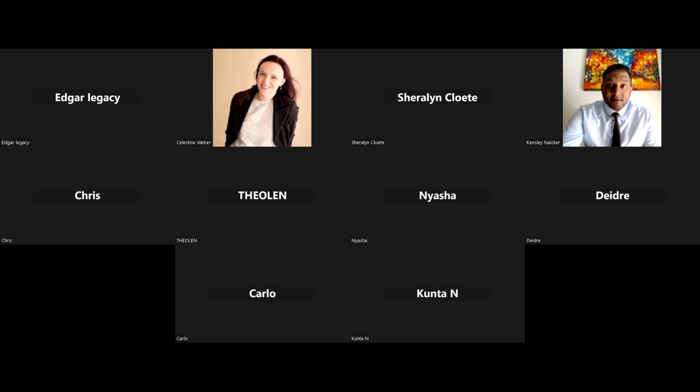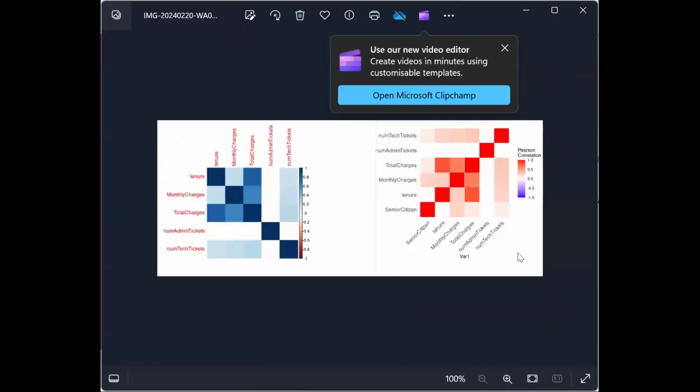Carlo, I see your image. Can I show it on the screen just so everyone can look at it? Is that okay? Cool. You want to just talk about it? It looks very cool. It seems to be a heat map showing correlation between the various variables. Is that a correct understanding?